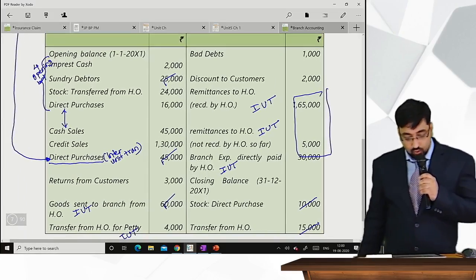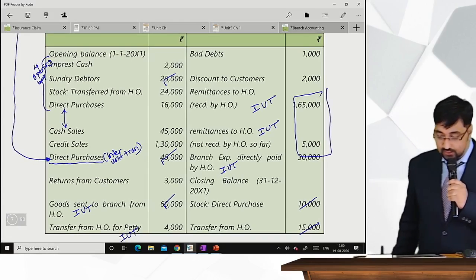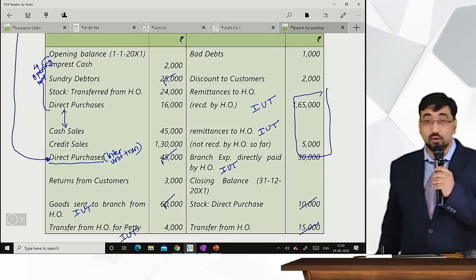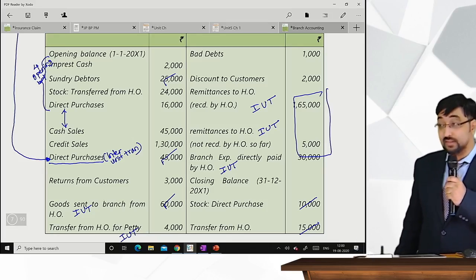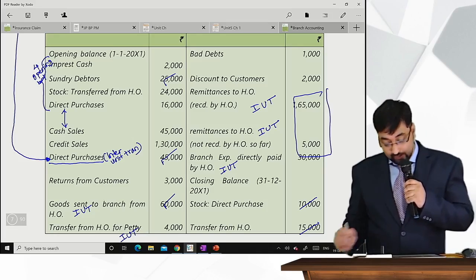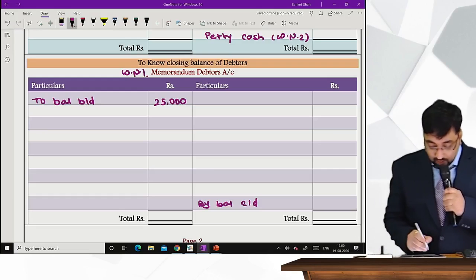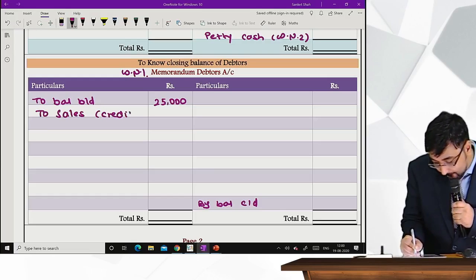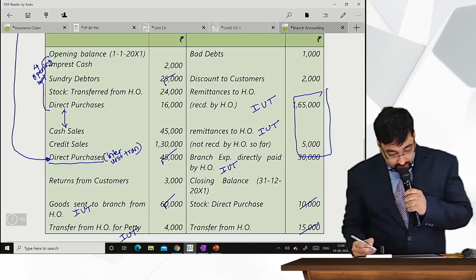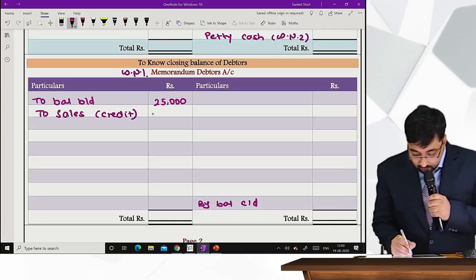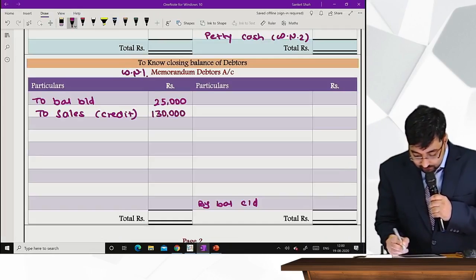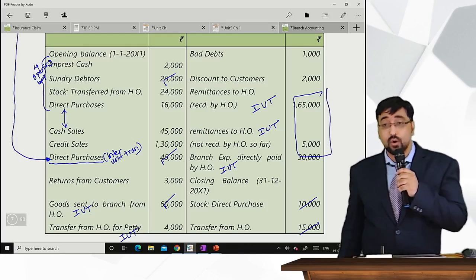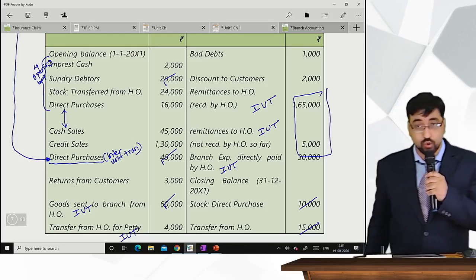Next one. Now one by one: opening balance, imprest cash, sundry debtors, no. Stock, no. Direct purchase, no. Cash sales, cash account debit to sales, no. Debtors are not affected. Credit sales, yes, we are going to record credit sales in memorandum debtors account, to sales account, credit. So what is credit sale? The amount is 1,30,000.